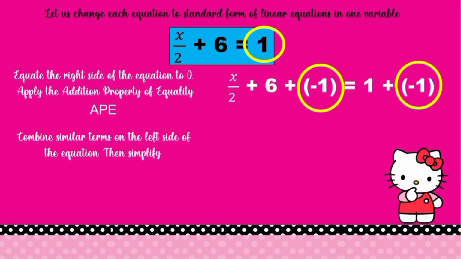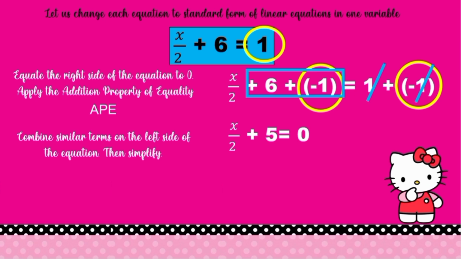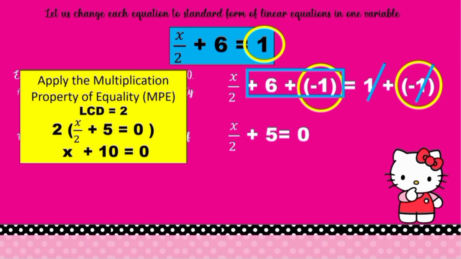Combine similar terms on the left side of the equation. First, we will cancel out 1 to make it 0. Then we will combine 6 and negative 1. We have x over 2 plus 5 is equal to 0. We need to simplify x over 2 to get the values of a and b. We need to apply the multiplication property of equality or MPE.